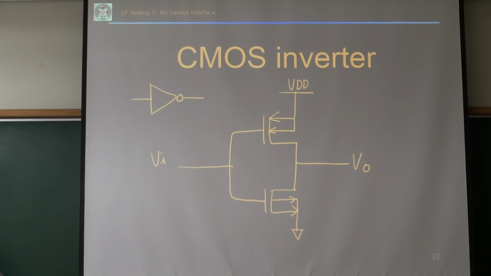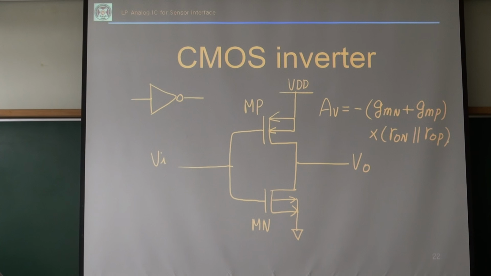If both transistors work in a saturation region, the small signal voltage gain at low frequency will be (GMN plus GMP) times (RON parallel ROP). So if they work in the saturation region, this RO is large, and this GM is also large. We have a very large voltage gain if both transistors work in the saturation region.